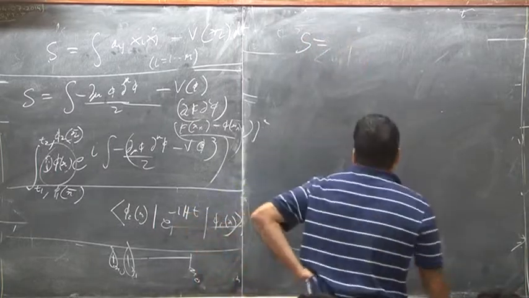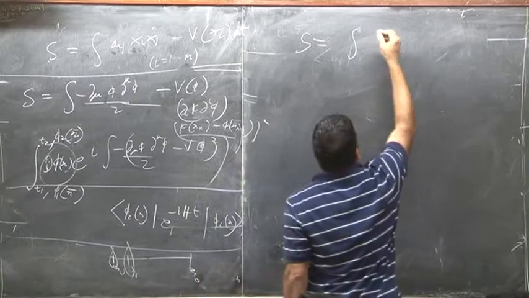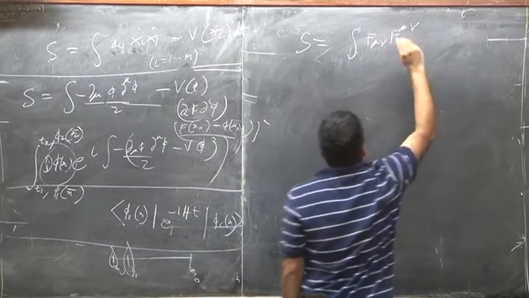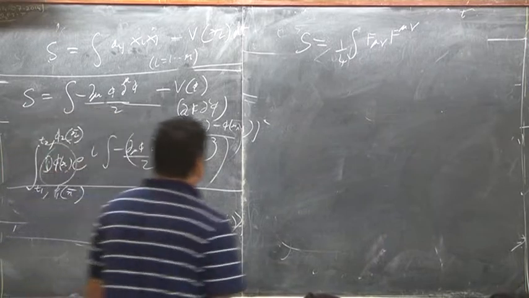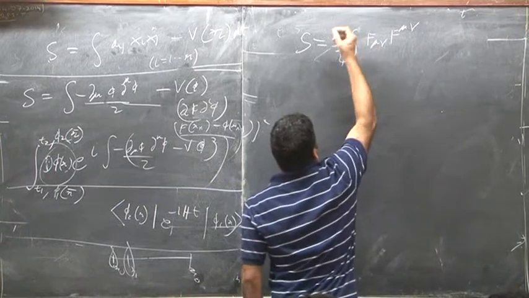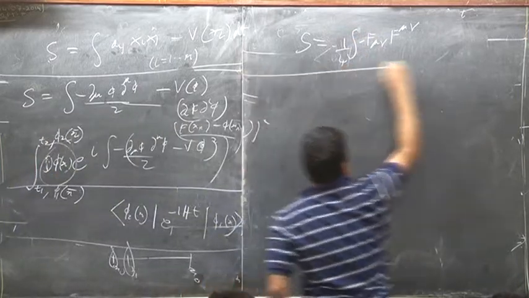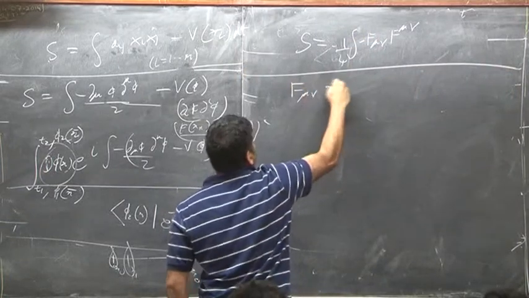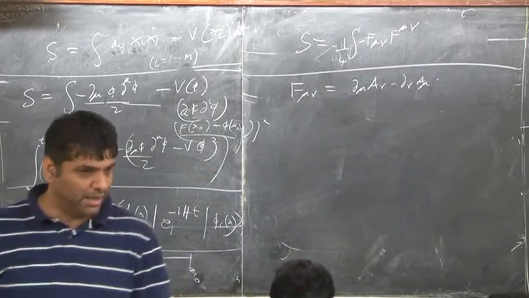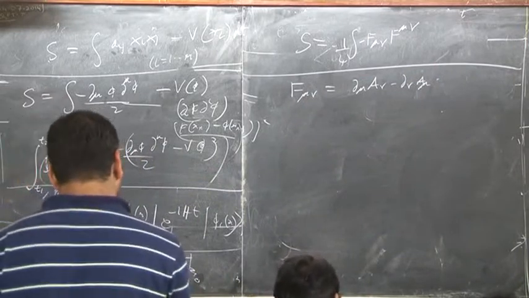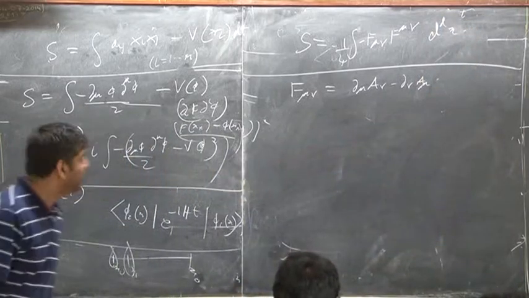S is equal to, let's start with pure electromagnetism. Let's define F mu nu first. F mu nu is equal to del mu A nu minus del nu A mu. The mu and nu indices run over all space and time directions, and we have an arbitrary dimension, arbitrary space and time dimension.